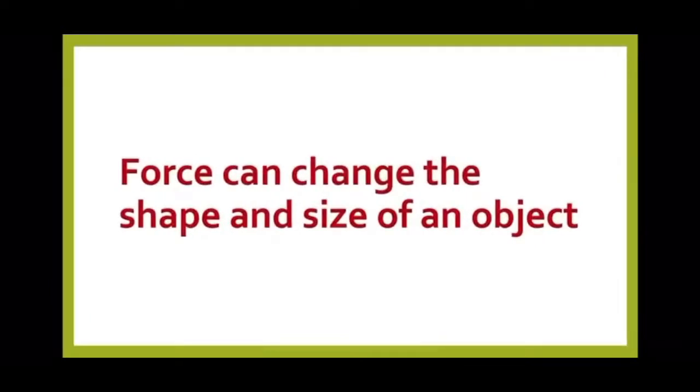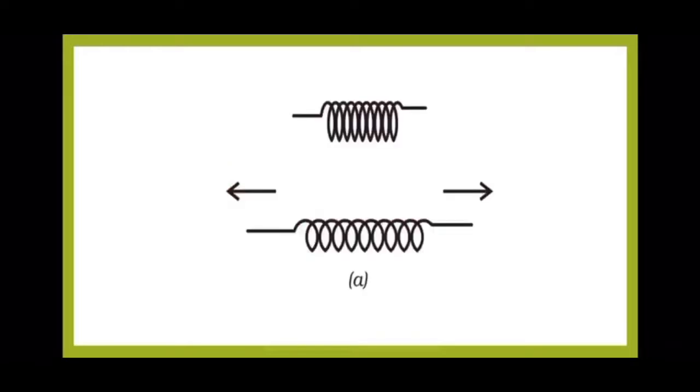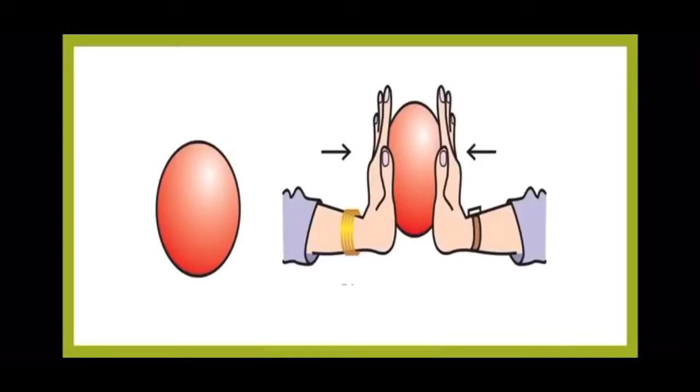Another important effect of force is that force can change the shape and size of an object. In this image, you can see that the size of the spring was small initially, and due to the application of force, the spring got expanded. And how does force change the shape of an object? See this image. On the application of force, the spherical rubber ball becomes oblong.